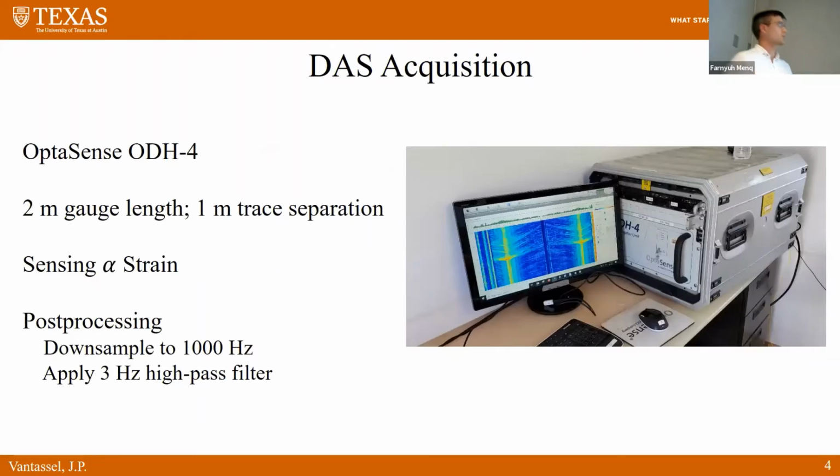The interrogator that we use is the OptiSense ODH4. We're using a 2-meter gauge length, which is important when we're doing near surface testing like this. And we're using a 1-meter trace separation. The sensing is proportional to strain. And so that'll also be important when we make comparisons to the geophones, which are sensing proportional to velocity. In terms of post-processing of the results, we downsampled from our ping rate, which was 100 kilohertz, down to 1,000 hertz to do our processing. And then we applied a 3 hertz high-pass filter to those waveforms to remove any DC artifacts.